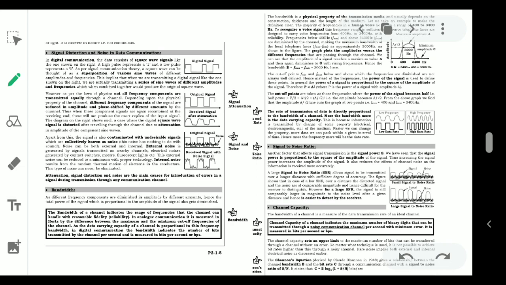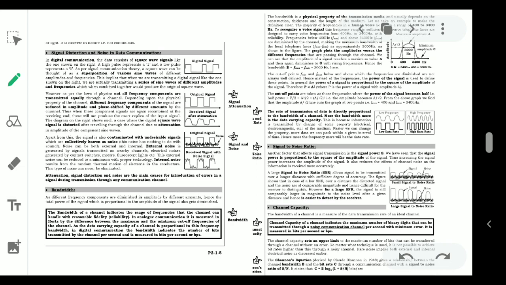The channel capacity of a channel indicates the maximum number of binary digits that can be transmitted through this noisy communication channel per second with minimum error. It is measured in bits per second, or BPS. Now coming to the baud rate.